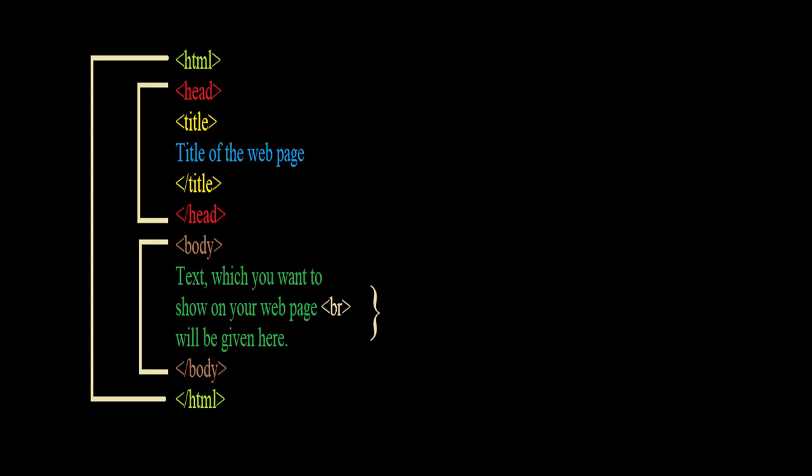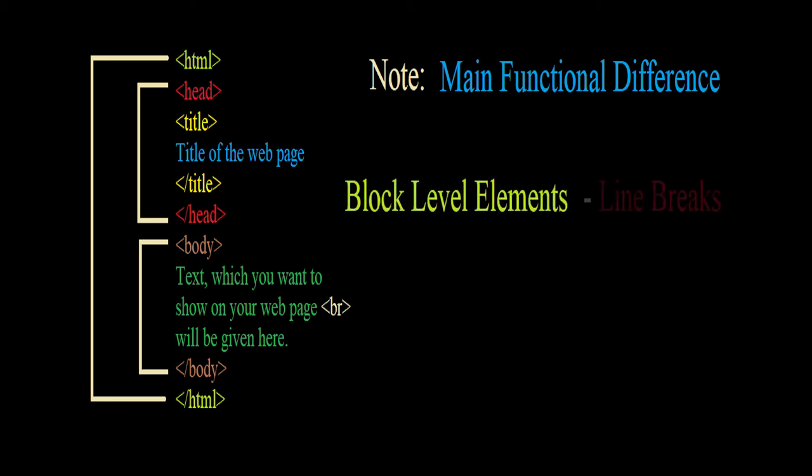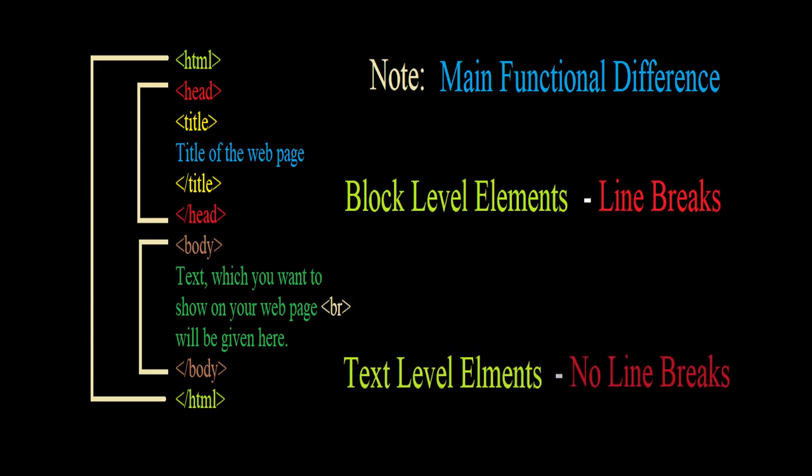And here I have used the BR tag. As you know, BR is the break line tag which will break the line and will print from the next line. So whatever is given here will be printed in the next line. And then I have closed the body tag. And then I have closed the HTML tag. Now note, the main functional difference between these two types is that the block level elements do cause line breaks, whereas the text level elements do not cause line breaks.